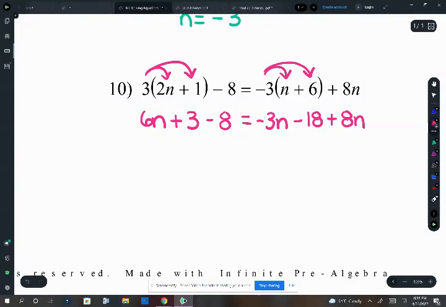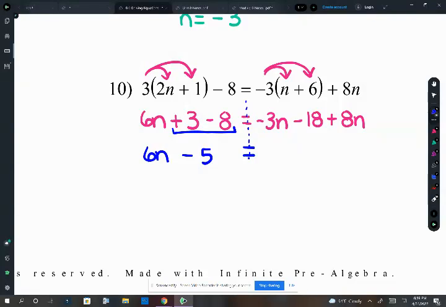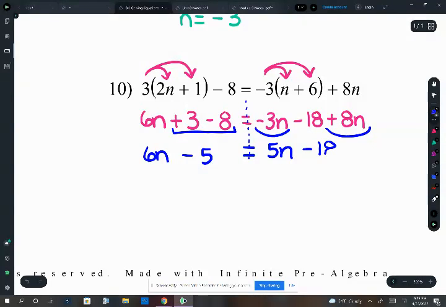Now, when I look at this, you should be noticing that, again, here's our little equal sign. So as we look at it, if we look at the left-hand side of the equal sign, we have like terms. So the 6n is going to stay 6n, and we're going to have 3 subtract 8, which is negative 5. And then it's equal to, and then when I look at the right-hand side of the equal sign, we have negative 3n and positive 8n on the same side. They're both n's. They're like terms. So negative 3 plus 8 is 5n, and then the negative 18 is going to come straight down.